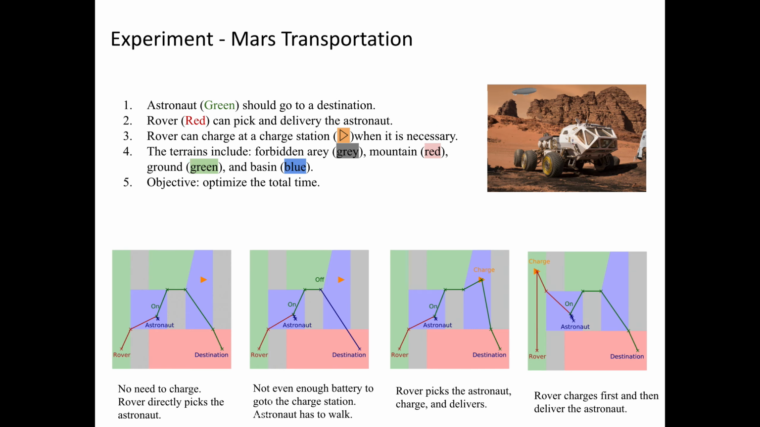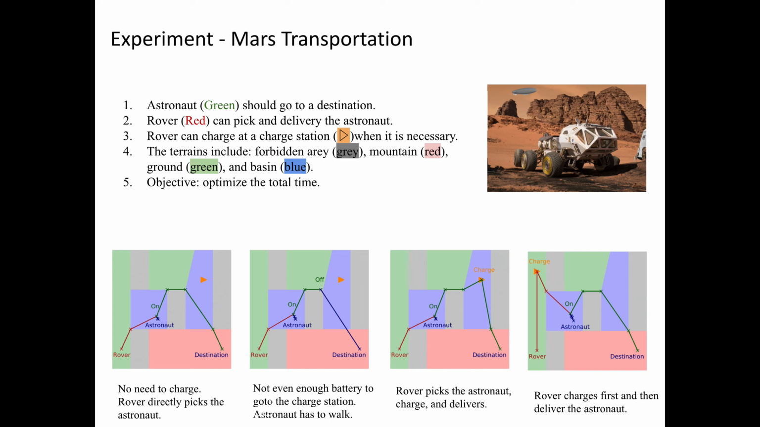The first domain is the same problem as our motivating example. Here, an astronaut should go to a destination and a rover can pick up and deliver the astronaut. There is a charge station where the rover can recharge. The terrains include mountain, ground, and basin.